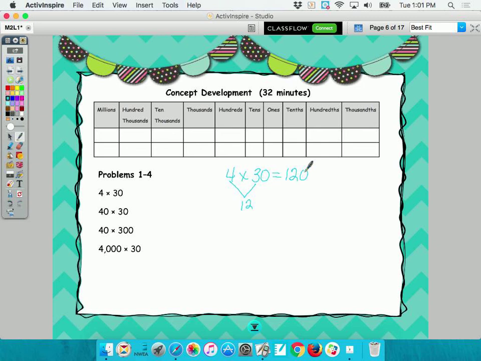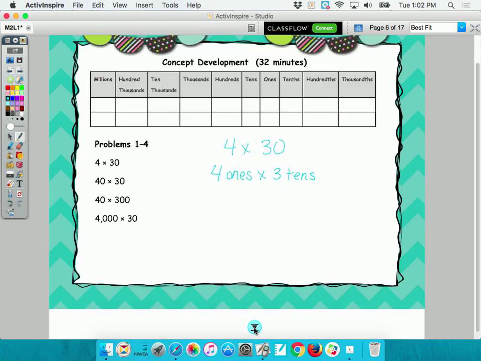So, underneath this, or you can erase and start over, let's do 4 times 30, and you don't need an equal sign there. And we're going to change it to unit form. The first step in understanding is to write it in unit form. So this is 4 what? 4 ones times 3 what? Tens. So 4 ones times 3 tens. That's what I'm multiplying. Okay?